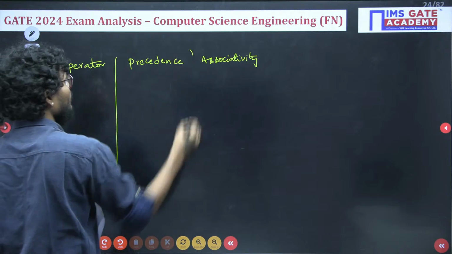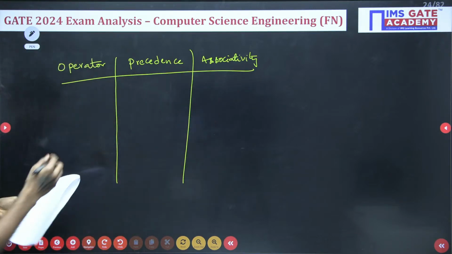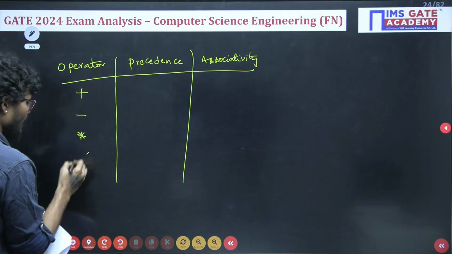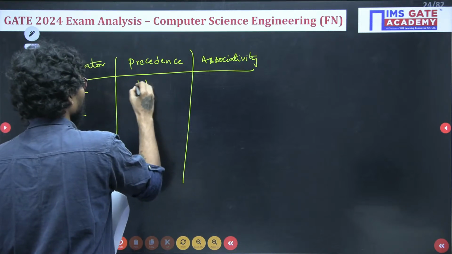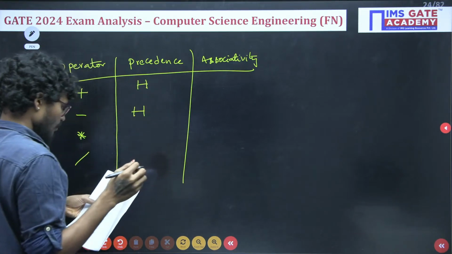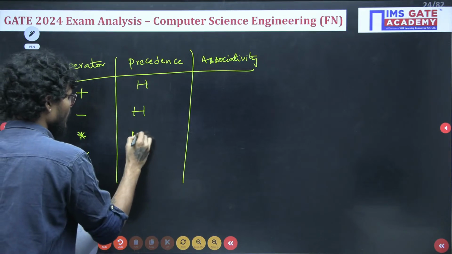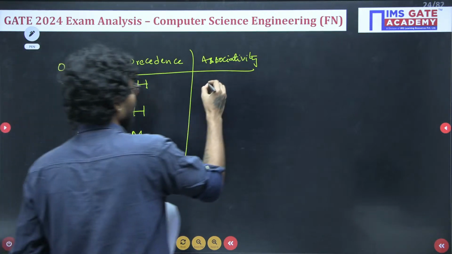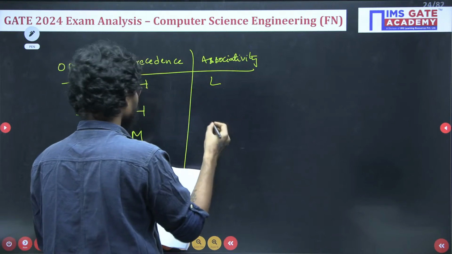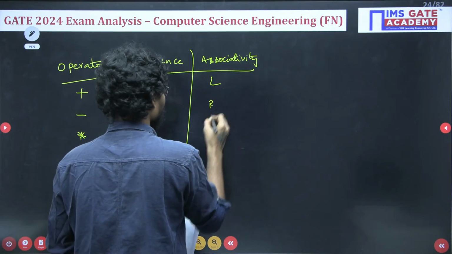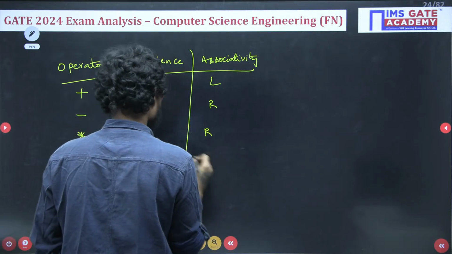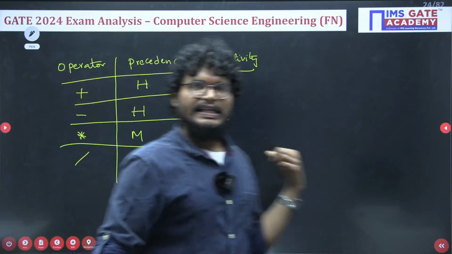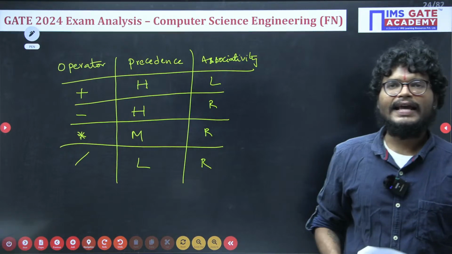We are given, so plus, minus, multiply and division. So these two are high precedence operators. Multiplication is medium and this is the least precedence operator. Associativity is given like this. So left, right, right and right. Right. Using these precedence rules, we are given an expression to solve.